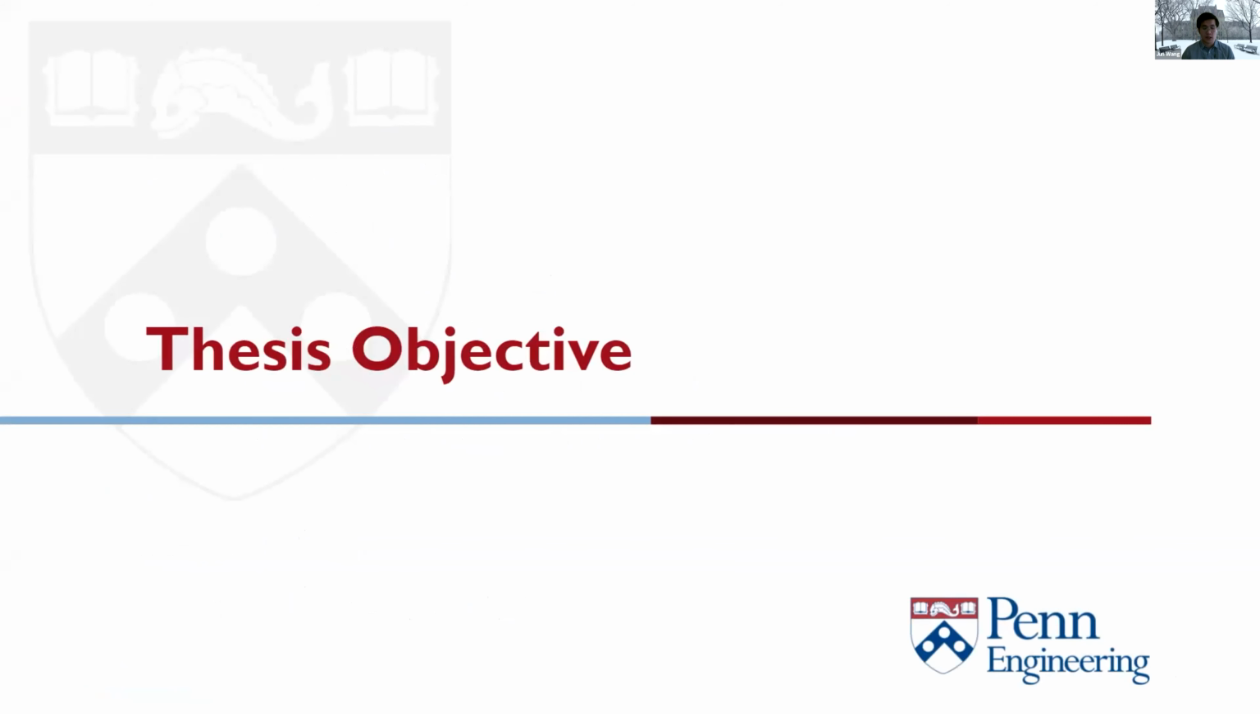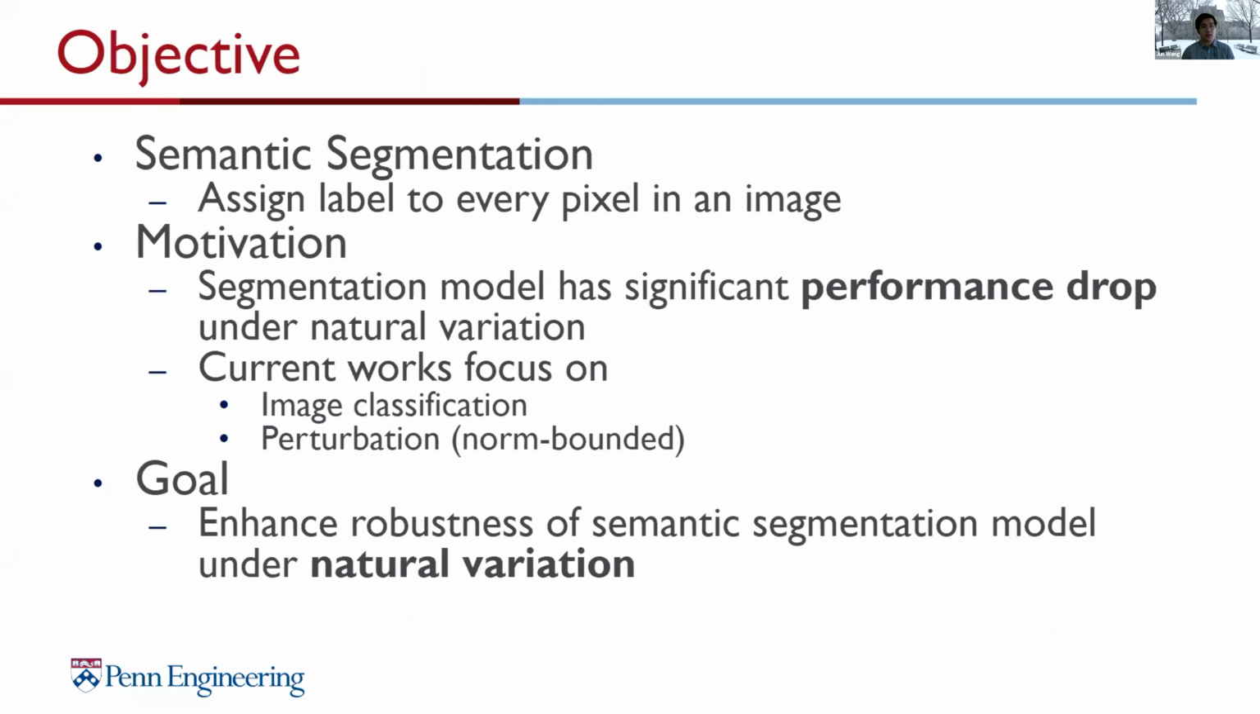Let me first introduce the objective of the thesis. The topic we are trying to deal with is semantic segmentation, which is trying to assign a label to every pixel in an image. The motivation comes from the fact that we find the segmentation model has significant performance drop under natural variation conditions. Current works mainly focus on image classification problems, and several works focus on semantic segmentation. They're working on perturbation-based attacks, which are usually norm-bounded. So our goal is to enhance the robustness of semantic segmentation models under natural variation conditions.